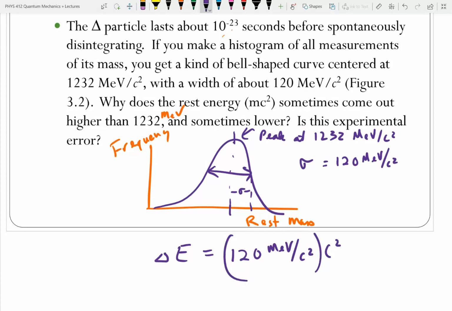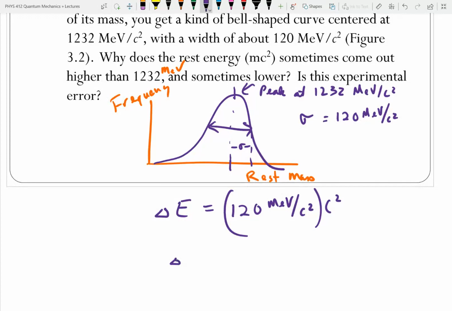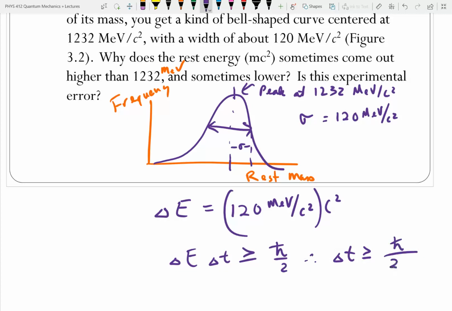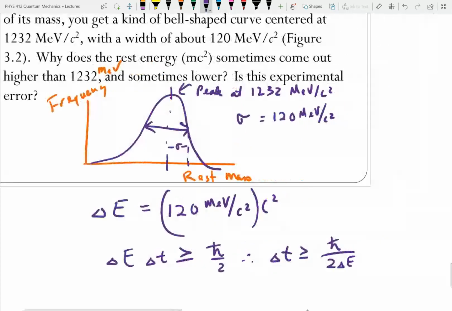Of course, to get the energy, you take the rest mass multiplied by c squared. And so that's just 120 MeV. Then you say, well, delta energy times delta time must be greater than or equal to h bar over 2. Therefore, delta time must be greater than or equal to h bar over 2 delta E. That's what they actually do to infer that 10 to the minus 23 seconds.